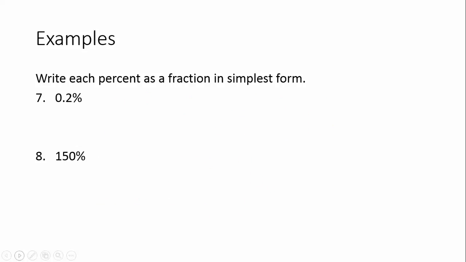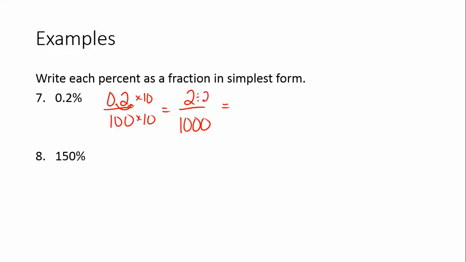If you'd like to pause the video and try 7 and 8, they're very similar to 5 and 6. So we have 0.2 over 100. Multiply by 10, top and bottom, to get rid of the decimal. That's 2 over 1,000. They're both divisible by 2, so that's 1 over 500.